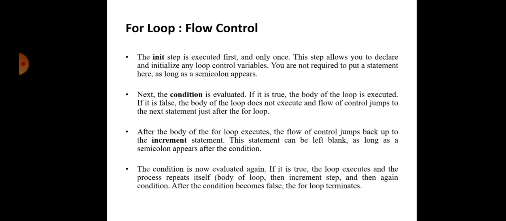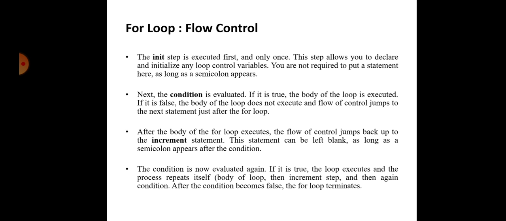After the body of the loop is executed, the flow of control jumps back up to the increment statement. Since a is less than 20 is true, it is going to execute the body, meaning whatever program is inside the bracket is executed. Then after execution it jumps to the increment statement. This statement can be left blank, as long as the semicolon appears. Like a equals a plus 1, you are going to increment the value of a.